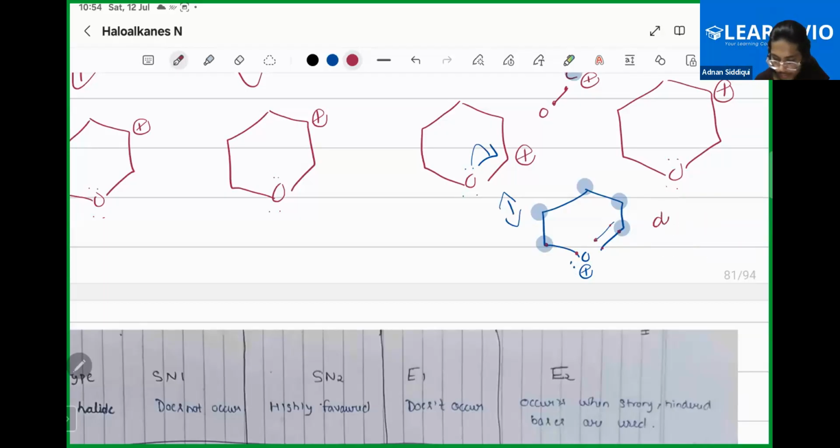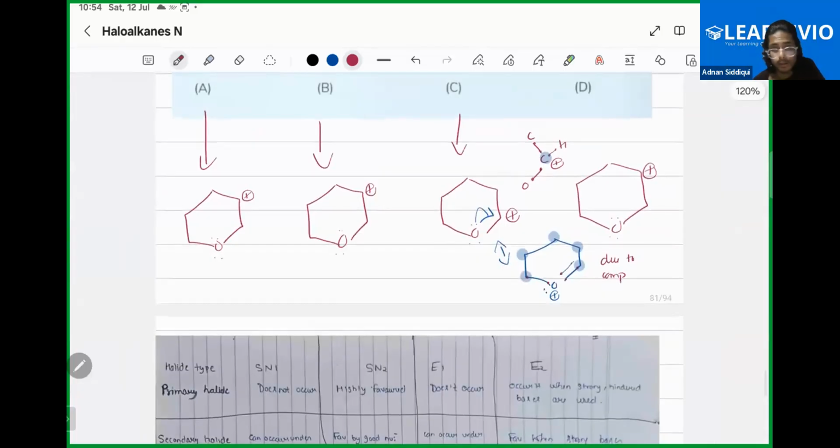Sir, if the octet was already complete, then the answer would have been A. No, the answer would have been this as well, again because here we are observing resonance. Resonance provides some extra stability. Here we don't have any resonance.